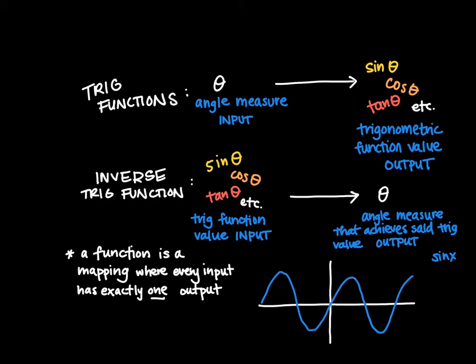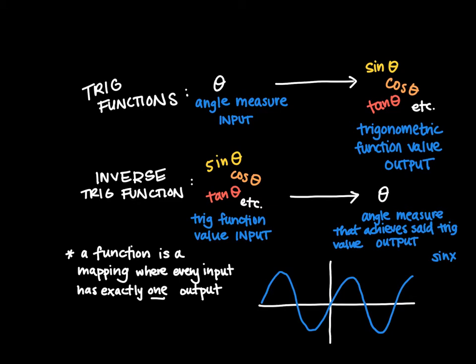Now, the next thing I'm going to say is pretty specific, and so you may want to rewind it a few times. We know that inverse functions, like an inverse trig function or just an inverse function in general, reverse the effect of the original function. And so if the original function had exactly one output for every input, the inverse function also needs to have exactly one output for every input.